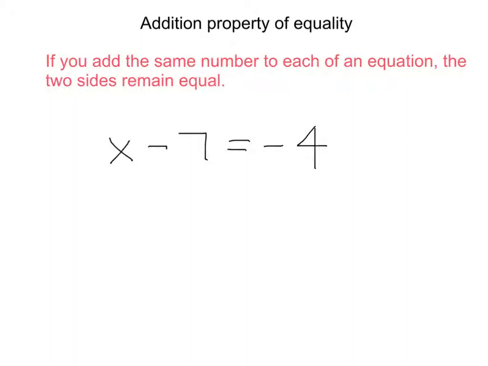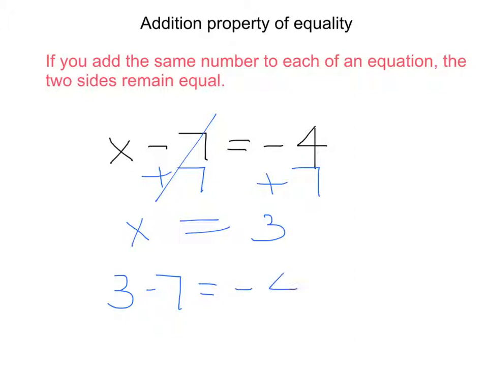The addition property of equality tells us that if you add the same number to each side of an equation, the two sides remain the same. So for this example, we have x minus 7. If you add 7 to this side, it becomes x and 0, so those cancel out. So if you add 7 to this side, then you get x equals 3. You can plug the 3 back in for 3 minus 7, negative 4. Negative 4 equals negative 4, so it checks out.